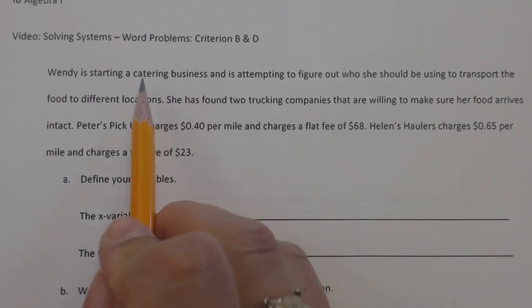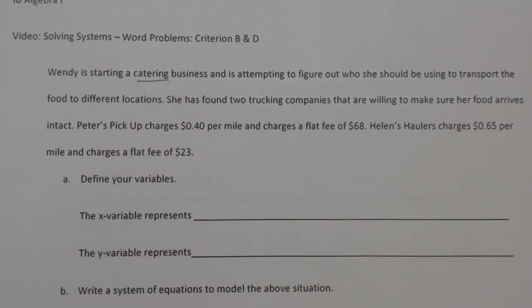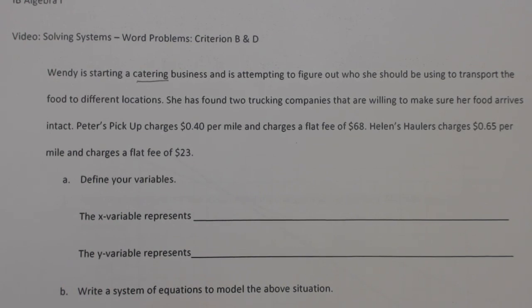First, I want to explain what a catering business is. A catering business is a business where they prepare a large quantity of food, let's say for a birthday party or for a wedding, or even for businesses when they do luncheons. They will prepare it at their place, and then they'll have to put it on a truck and bring it to wherever they're going to be delivering to. So that's what a catering business does.